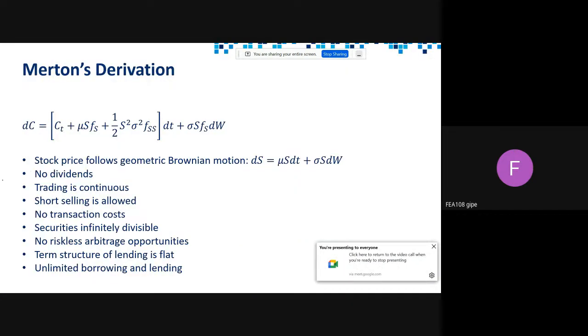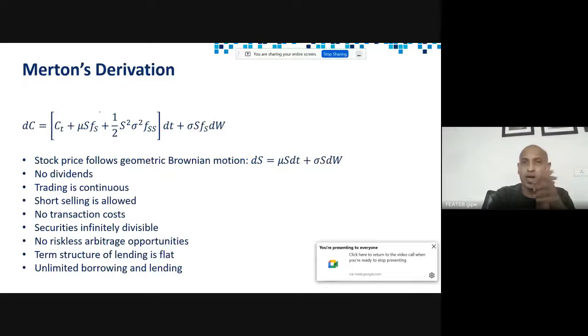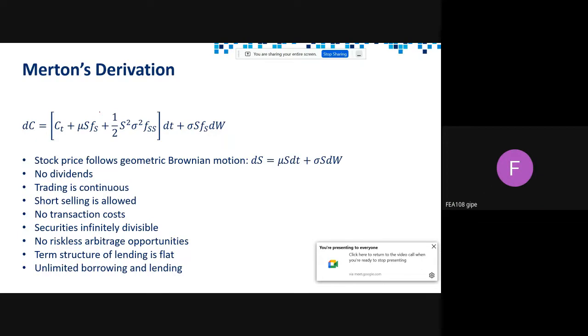So Merton's derivation, which is an important piece of the Black-Scholes model, has several assumptions which need to be looked at very carefully. First assumption, stock price follows a geometric Brownian motion. We already covered what a Brownian motion is. Geometric Brownian motion is just that, the term that we saw follows a geometric path.